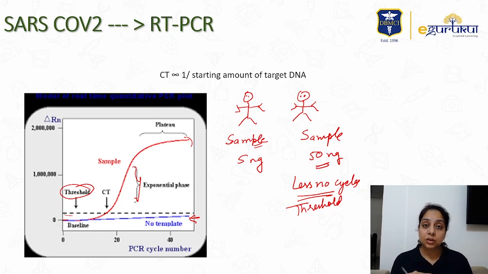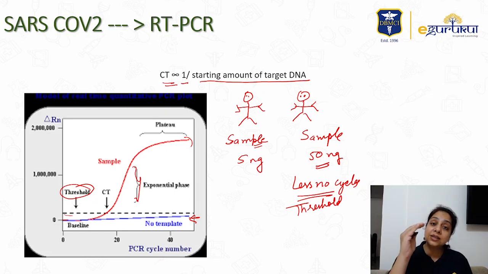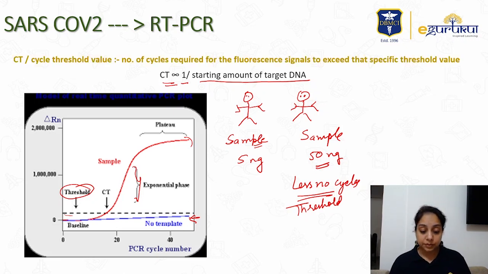So CT is proportional to 1 over the starting amount of the target DNA. Meaning the higher the CT value, the lower the viral load and the lower the infectivity. The lower the CT value means the patient already had too much of the RNA in it. That's why it reached the CT value very soon. So it is inversely proportional.